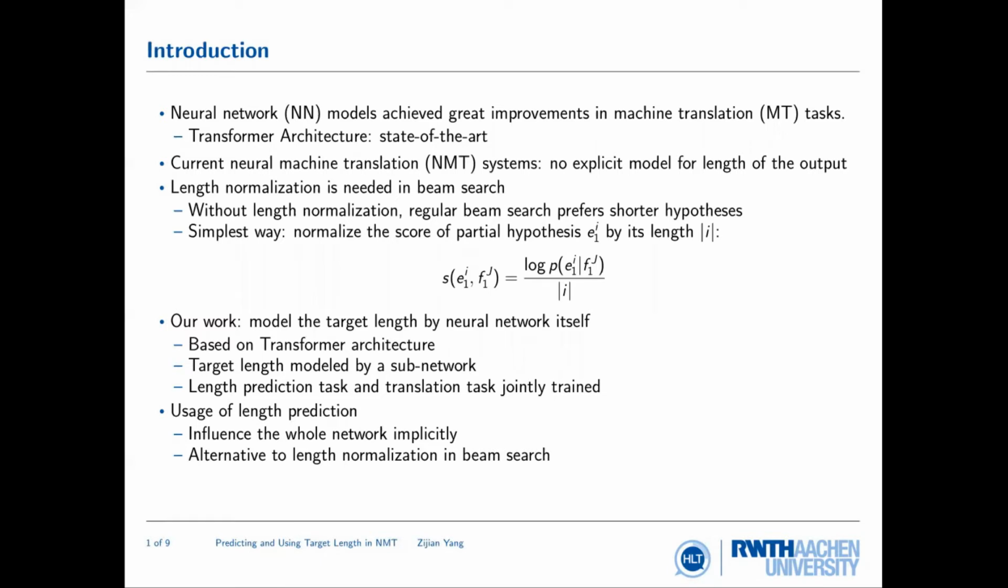Although length normalization appears to be simple and effective, it is still an additional technique to help a machine translation model that cannot handle the hypothesis length properly. Thus, in this work, it is proposed to model the target length using the neural network itself. Our model is based on the transformer architecture, and the target length is modeled by a subnetwork. During training, the length prediction task and the translation task are jointly trained. As for the usage of the length prediction, it can influence the whole network implicitly, and the predicted length can be applied as an alternative to length normalization in beam search.